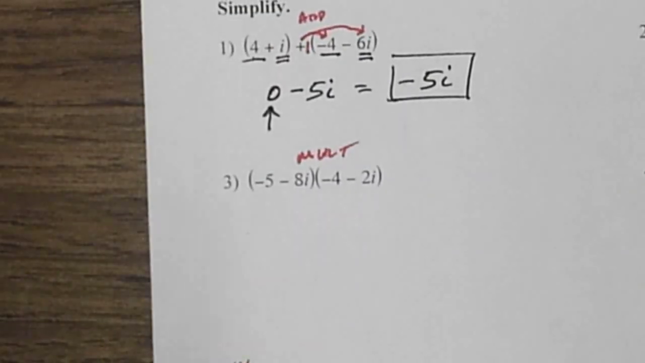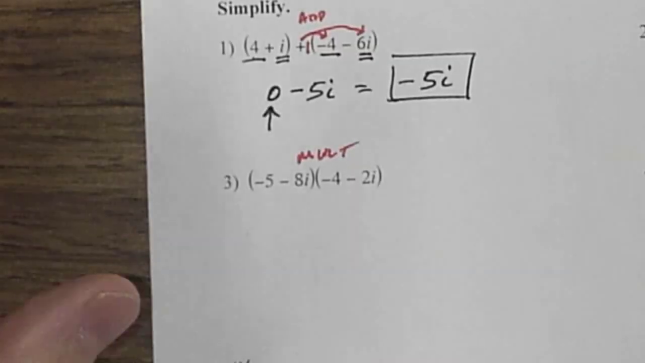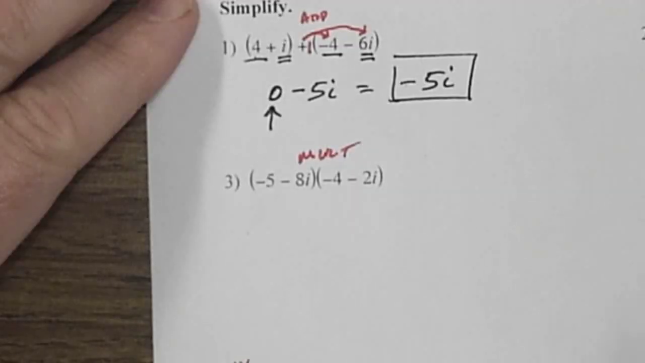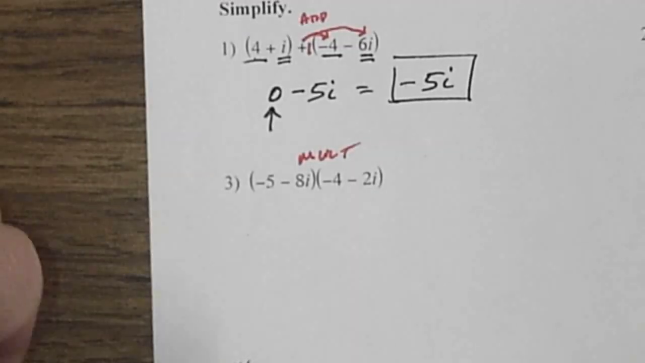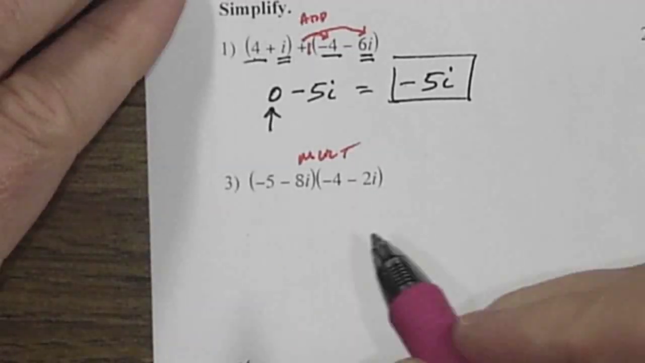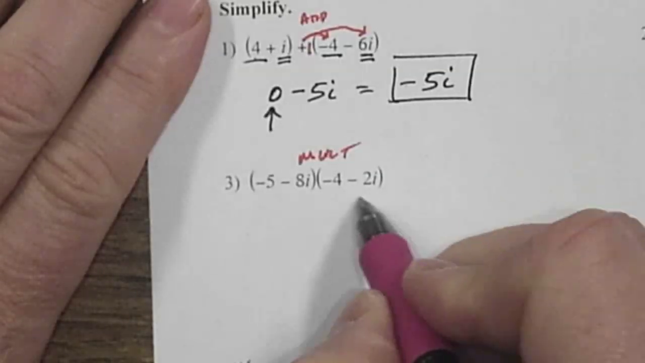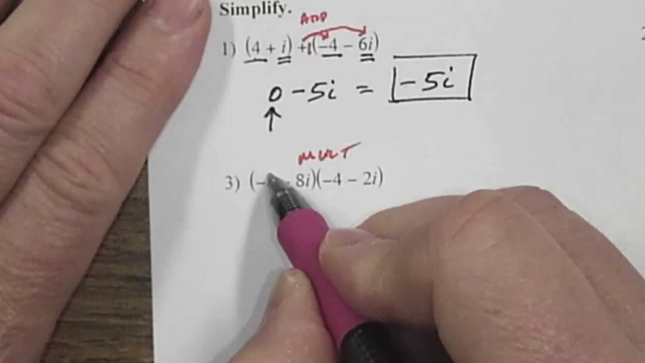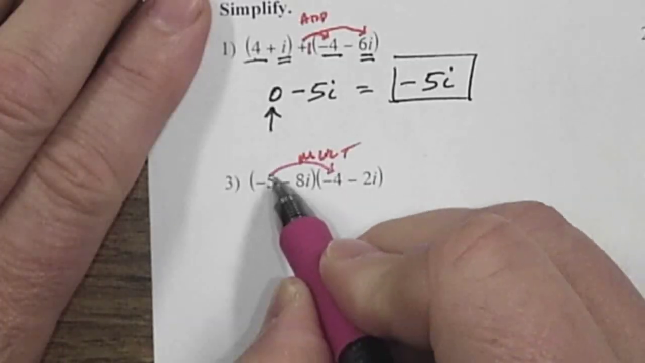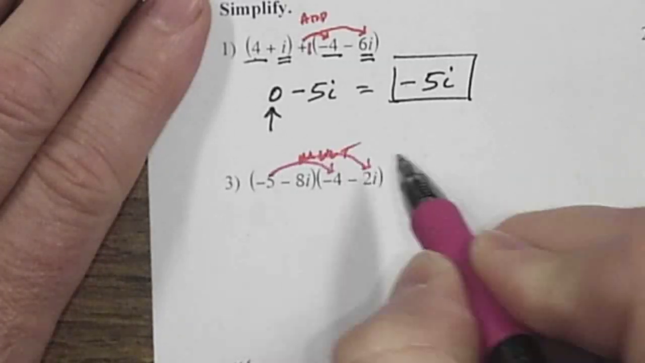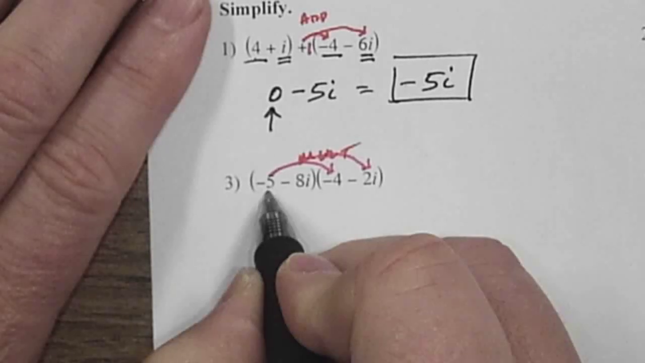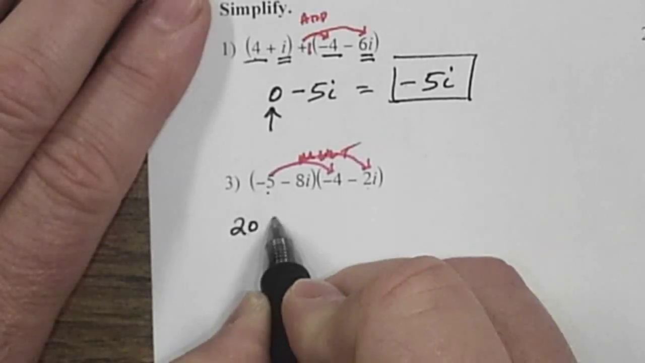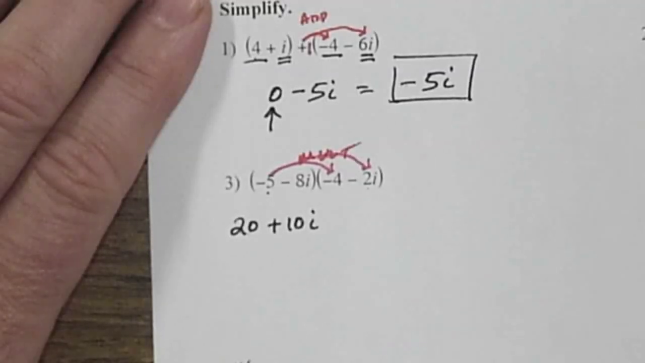Multiplying is a little different. Now, in my one class, we wanted to distribute, and that's all good. I'm going to show you how to do it with distributing, and if you prefer the box, I'll show you that as well. But we're multiplying these. You know it's multiplied because they're right up next to each other. And so -5 times -4, -5 times -2i. So -5 times -4 is 20. -5 times -2i is plus 10i.